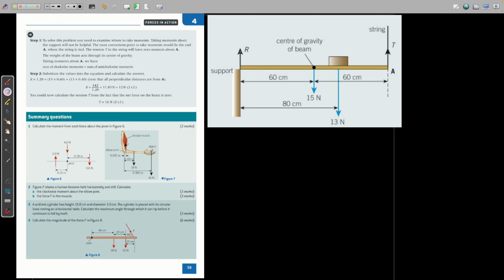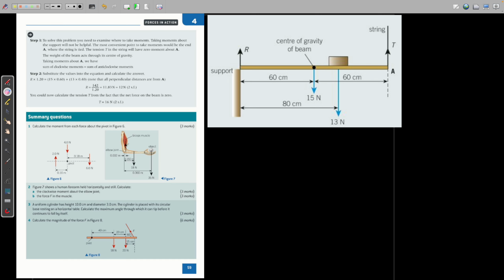Got two unknowns. We've got a reaction force on this side at the support, and then we've also got a tension in the string on this side. So this is holding the beam in equilibrium. So two unknowns. We don't know the reaction force and we don't know the tension. So we need to get rid of one of the unknowns.